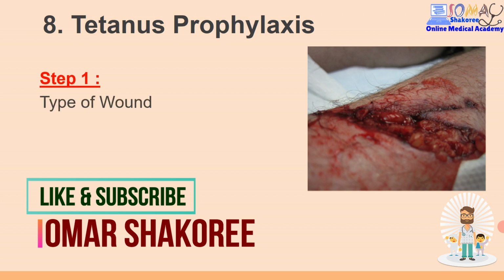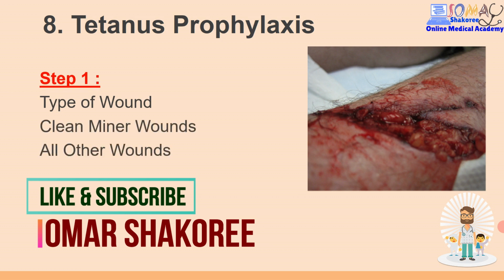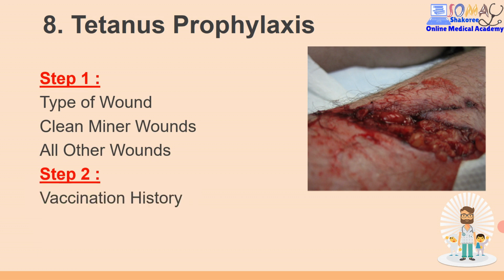Okay. Tetanus prophylaxis. We have 3 steps. Step 1, you have to know the type of wound, whether it is a clean or a dirty wound. Step 2, to know the immunization history of our patient. Fortunately, all our patients are non-immunized, so all have the same category. Rarely you will face an immunized patient.